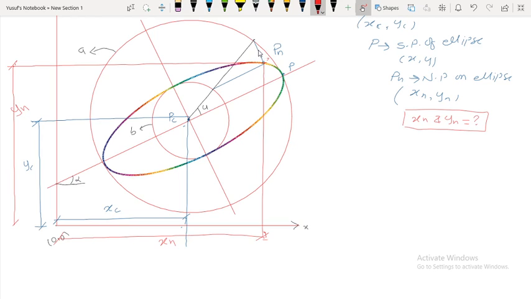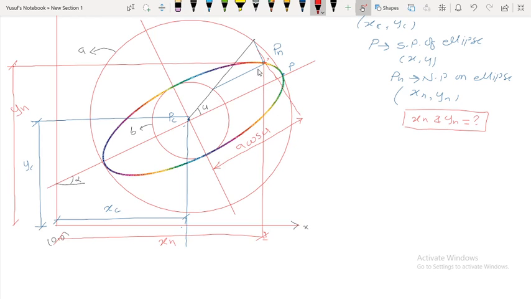If I extend this line up to the axis, I will get this length. This length will be equal to A cos u. If you consider this triangle, this angle is u, and the hypotenuse is A, the radius of the major axis. This length is adjacent to this angle, so A cos u will be the adjacent length.